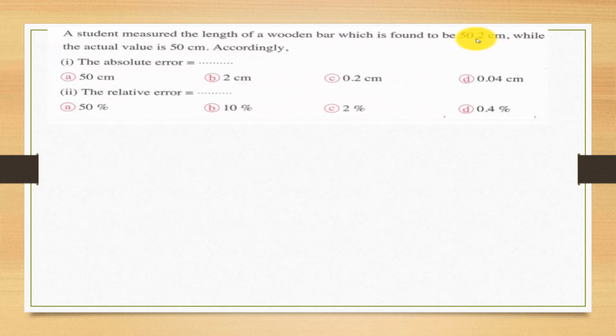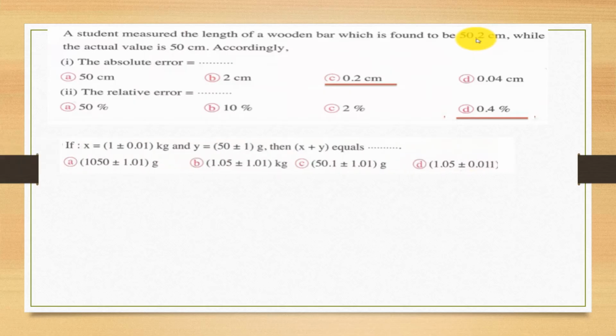Students measured the length of a wooden bar, which is found to be 15.2 centimeters, while the actual value is 15 centimeters. Accordingly, the absolute error equals: 15 centimeters, 2 centimeters, 0.2 centimeter, 0.04 centimeter. The answer is 0.2 centimeter. The relative error is: 15%, 10%, 2%, 0.4%. The answer is 0.4%.